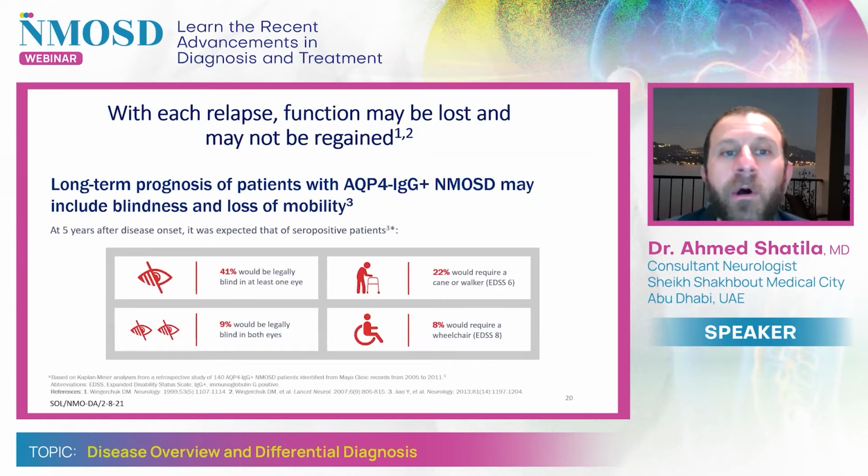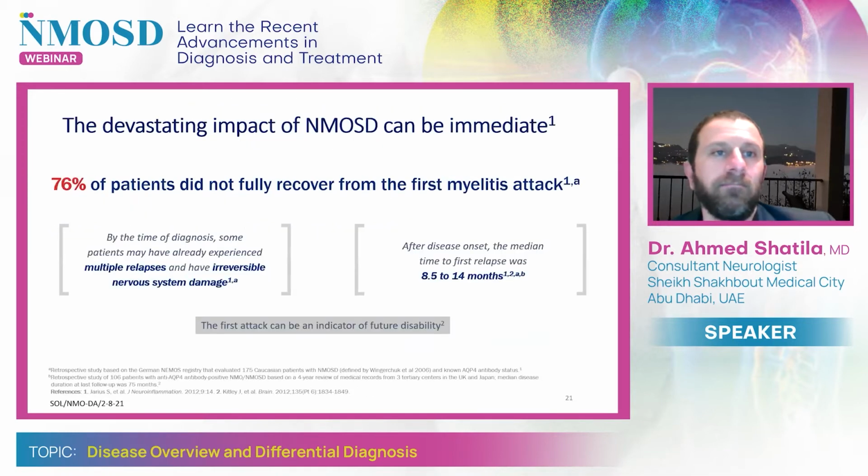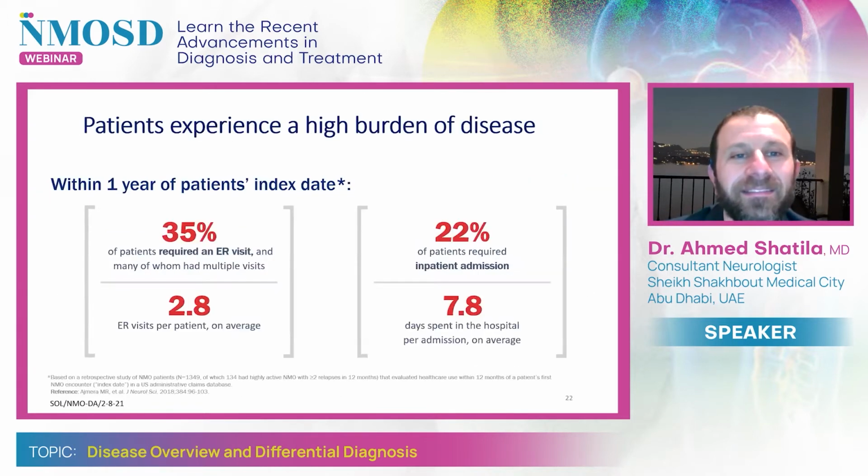41% of people with NMO will be legally blind in one eye after 5 years. 9% will be legally blind in both eyes. Almost 20% would need a walker by 5 years, and 8% will need a wheelchair. In the end, 76% of patients did not fully recover from the first myelitis attack.